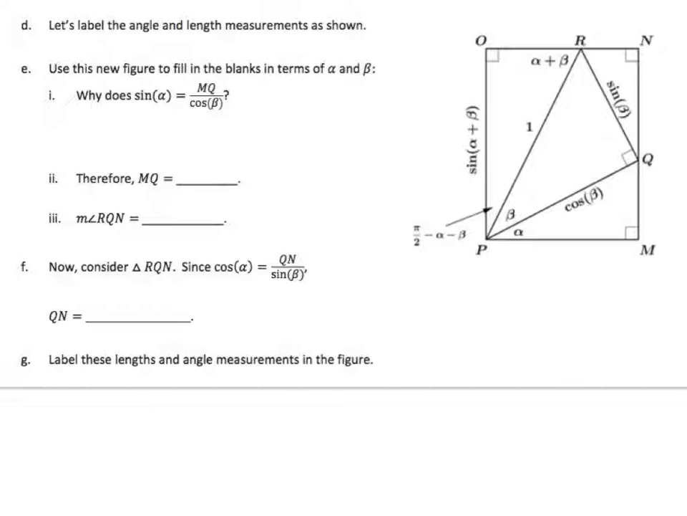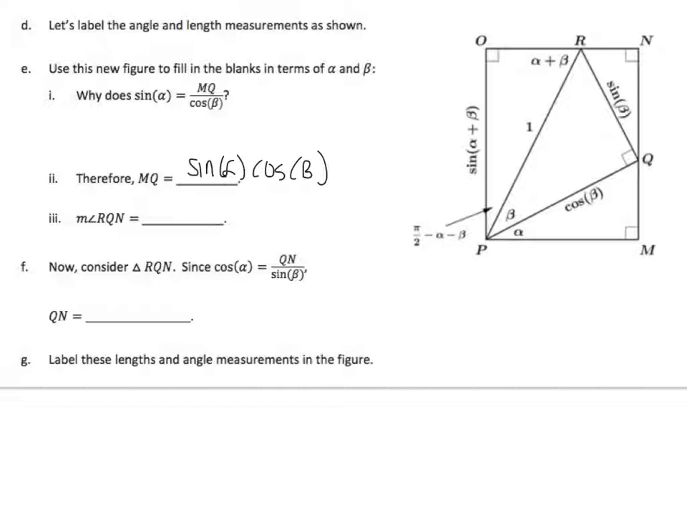Okay, let's label the angle and length measurements that we just did. Use this new figure to fill in the blanks in terms of alpha and beta. So first of all, why does sine alpha equal MQ over cosine beta? Look at alpha, here's our alpha. Sine is opposite over hypotenuse. So sine of alpha equals MQ over cosine beta. Therefore, if I multiply both sides by cosine beta, MQ equals sine alpha cosine beta.